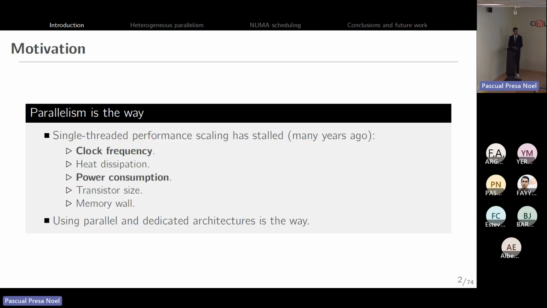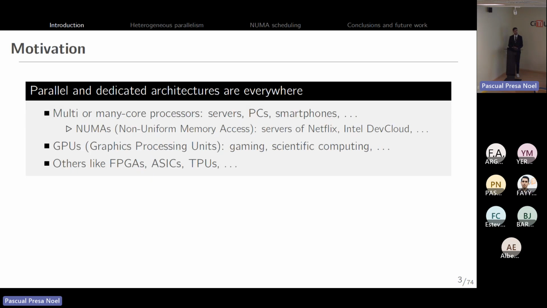As we all know, single-threaded performance has stalled for a while now, mainly because of two reasons. First, we cannot increase clock frequency as we did in the past because of heat dissipation, and also because of power consumption, which is a big concern nowadays with all battery-powered devices and the concerns about climate change, for example. So the industry has moved to the use of parallel and dedicated architectures as much as we can.